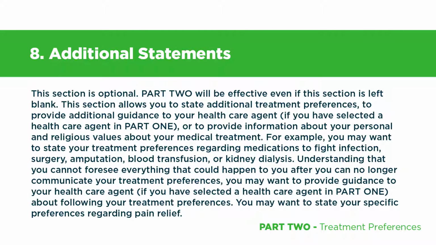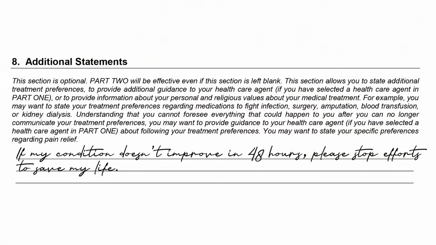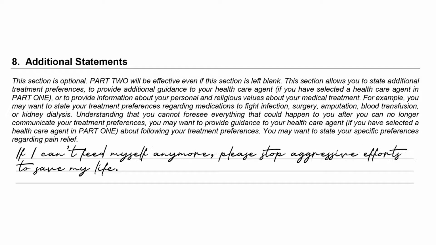The next section is optional and called Additional Statements. This is the place for you to document any special instructions you may have. The Advance Directive form gives several medical examples of possible special instructions. You are not limited to these examples. Sometimes people like to put a time limit on receiving aggressive treatments. For example, if my overall medical condition is not improving in 48 hours, allow my natural death to occur. Others may make a quality of life statement. If I cannot walk or feed myself or am unlikely to regain these functions, stop aggressive treatments.